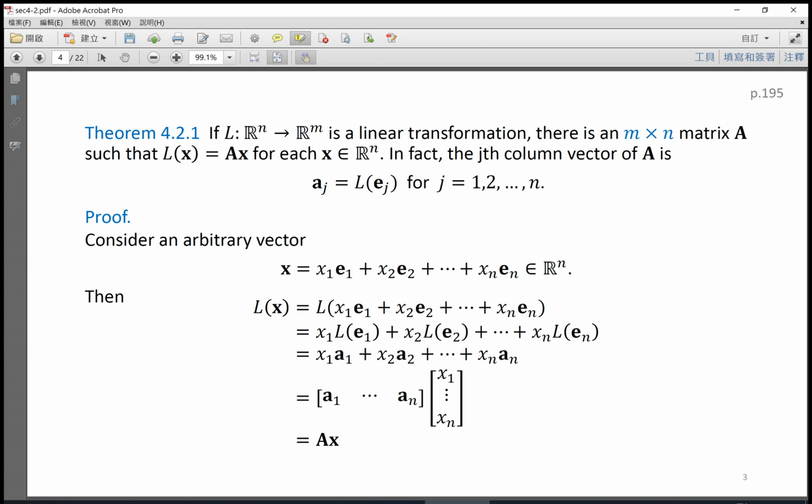If we denote L(e1) as a1 and denote L(e2) as a2 and so on, we can express L(x) as x1 a1 plus x2 a2 plus up to xn an, which can be written as matrix A times the vector x, and a1, a2 up to an are column vectors of A, and the proof is finished.